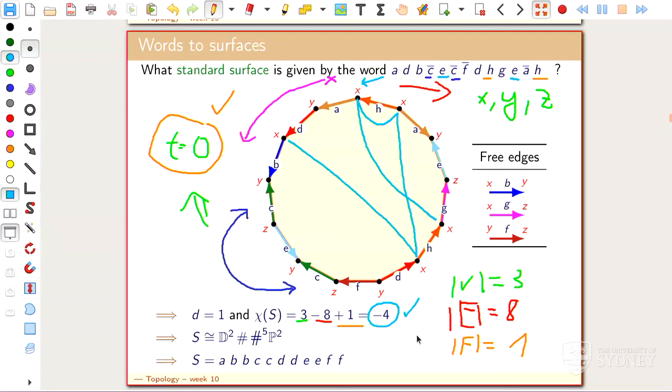So let's do the boundary components. Okay. So how do we read off the boundary? It works as follows. You write down the 3 edges, the ones that are not paired.